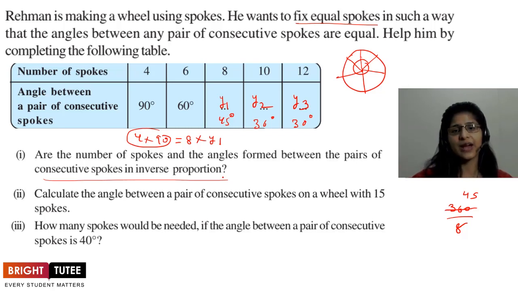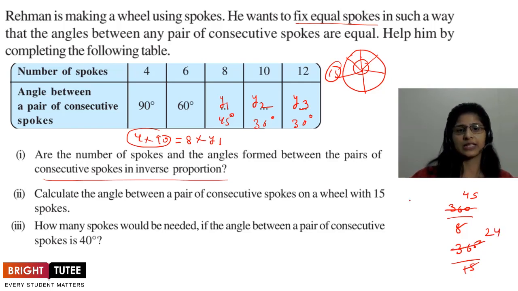The second is, we have to calculate the angle between a pair of consecutive spokes on a wheel with 15 spokes. That means instead of 8, 10 and 12 as we have calculated, we have to calculate it for 15 also. So what we will do, 4 into 90, that is 360, divided by 15. So 360 would be divided by 15. 15 ones are 15, 15 twos are 30, 6 is left, 15 fours are 60. So we get 24 degrees, the answer for this. Clear? These are very simple questions.